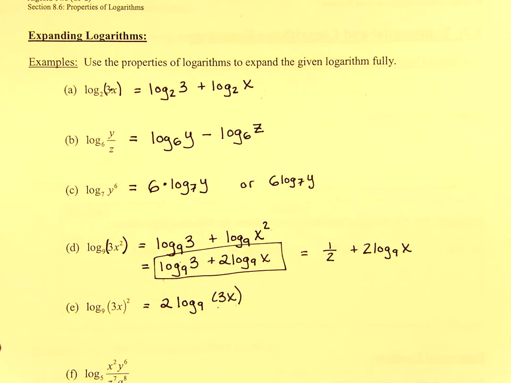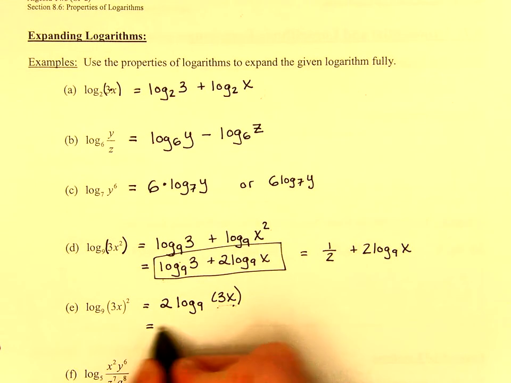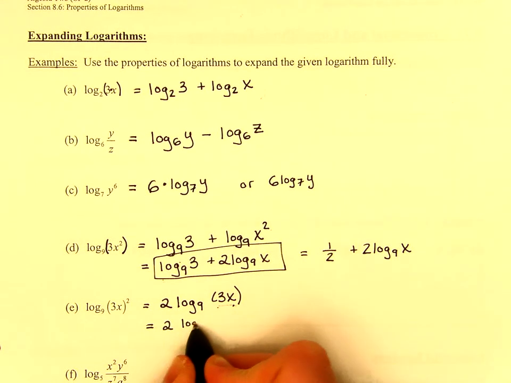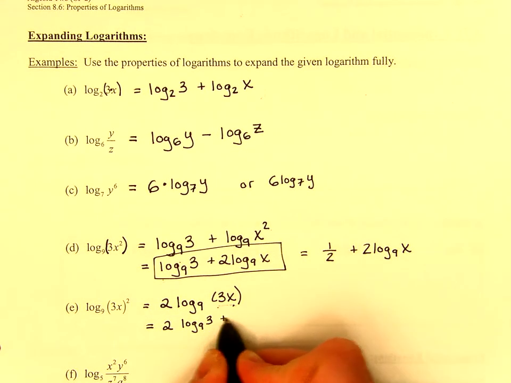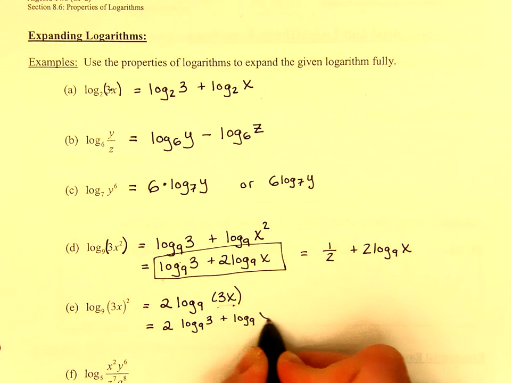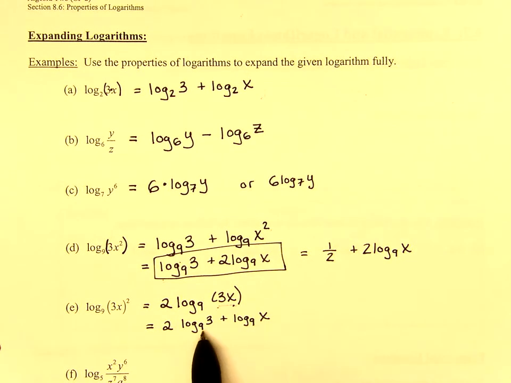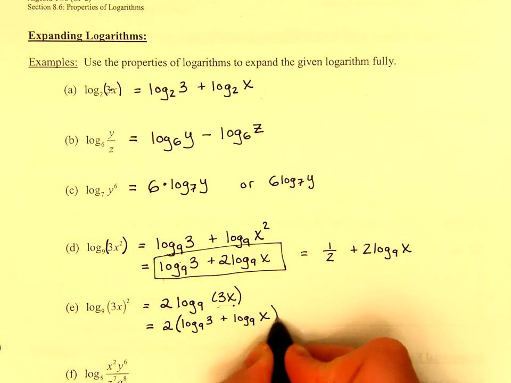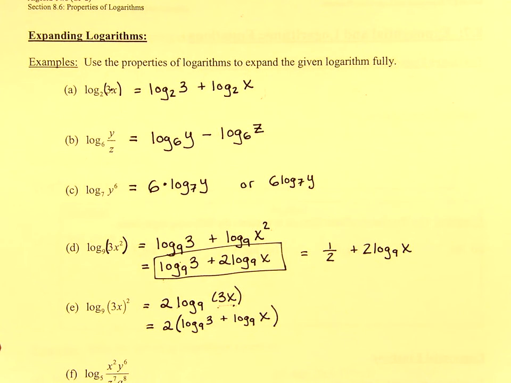Now, I see a multiplication problem inside my logarithm. I can expand a multiplication problem into the sum of two logs. So I'm going to say 2 times log base 9 of 3 plus log base 9 of x. I had a multiplication problem. I'm writing it as a sum of two logs. However, this 2 up front, I need to show that this applies to this entire thing over here, even when it's expanded. So I need to just tack on some parentheses like that. My final answer here is 2 times log base 9 of 3 plus log base 9 of x.